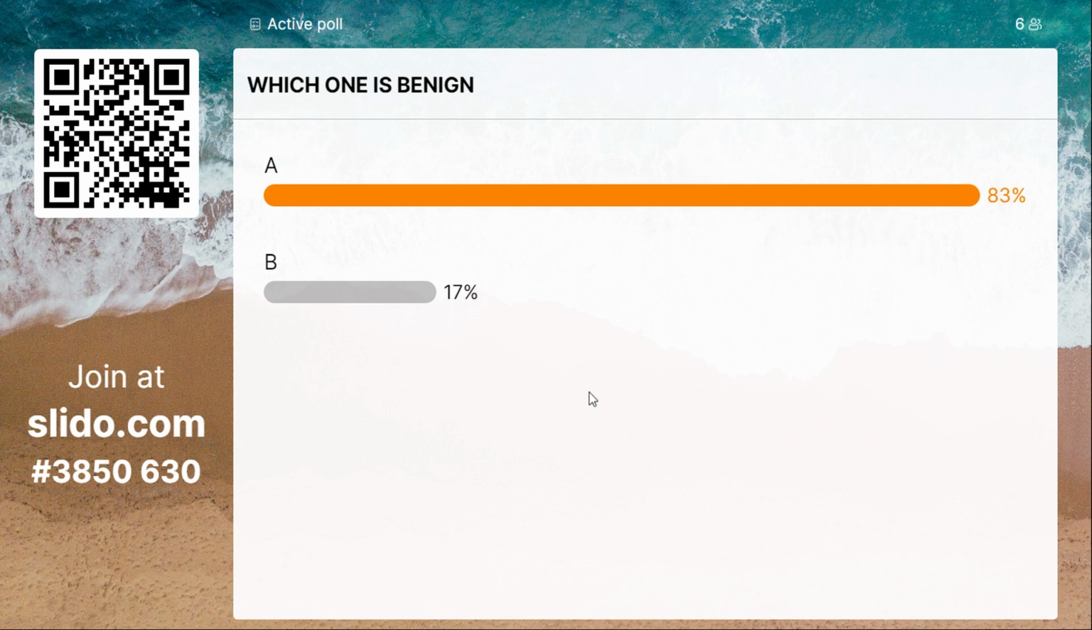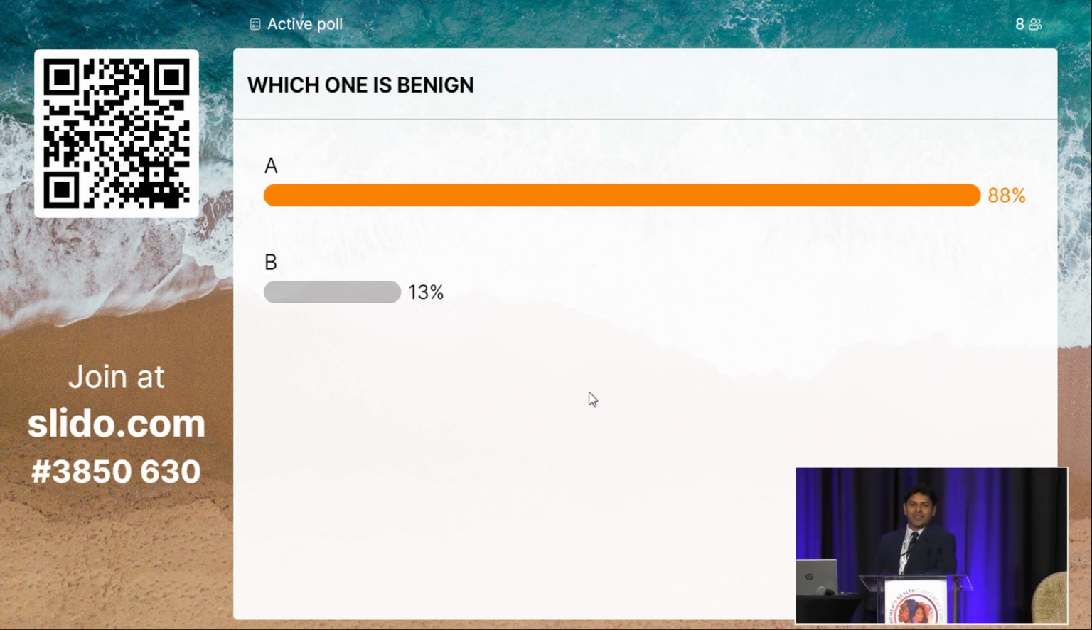Okay, let's make it a little interactive here. I showed the slide. So there are two images, A and B. Now you have to, already people have started. Which one is benign? Is it A or is it B? Yeah, most of you think A is the benign one, and that's the correct one.